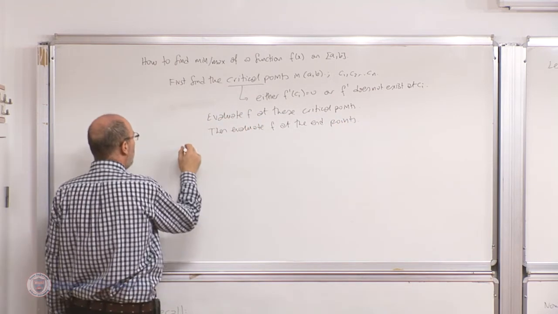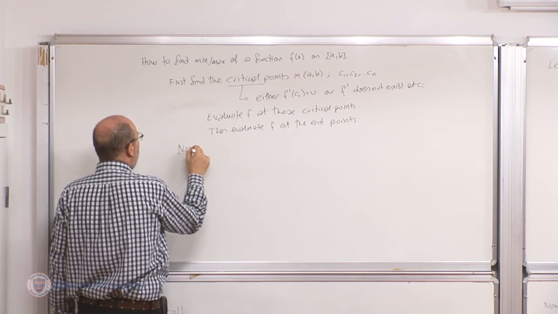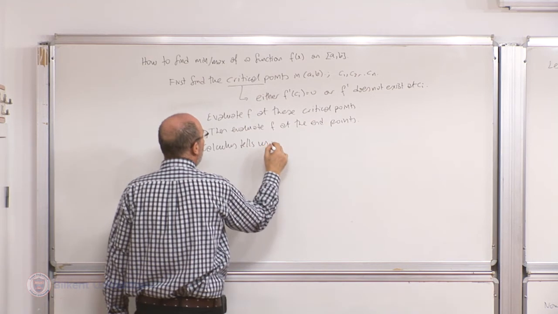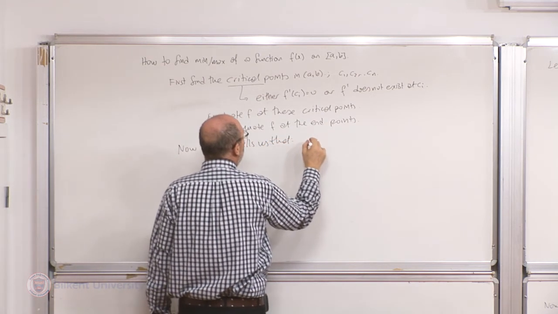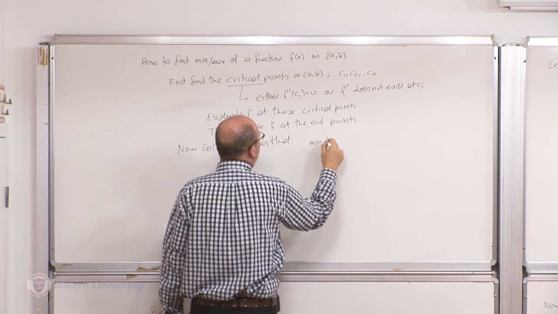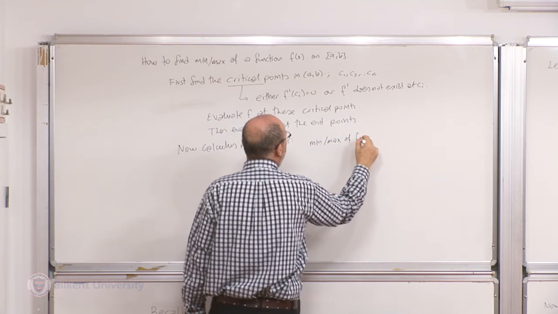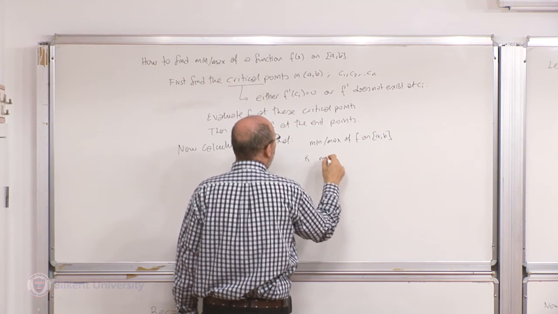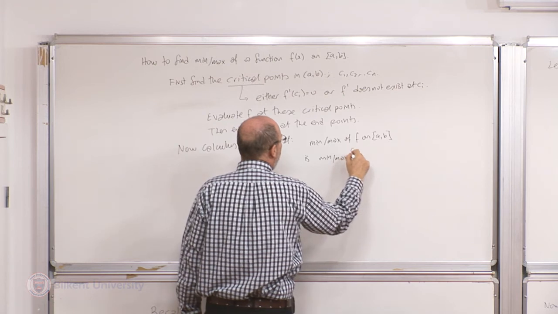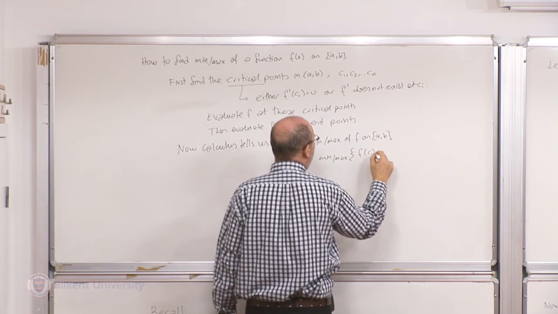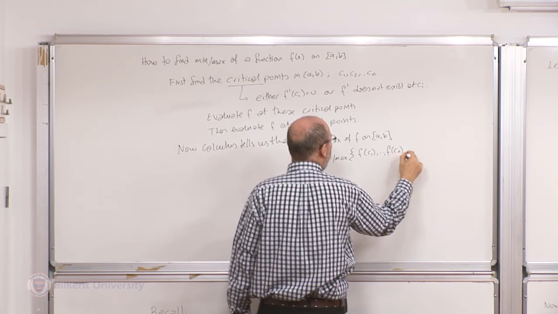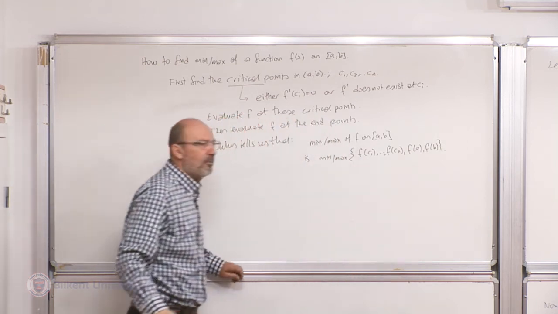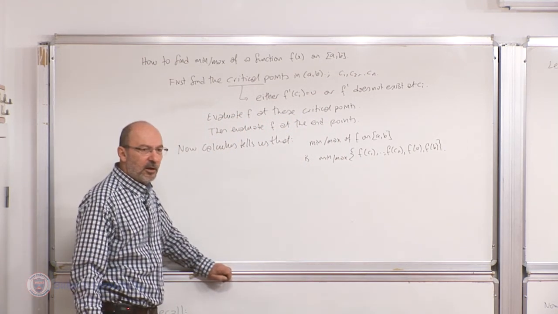Now calculus tells us that the minima or maxima of f on a, b is the minima or maxima of these numbers: f of c1, f of cn, f of a, f of b. So that's the power of the tools that we are using.